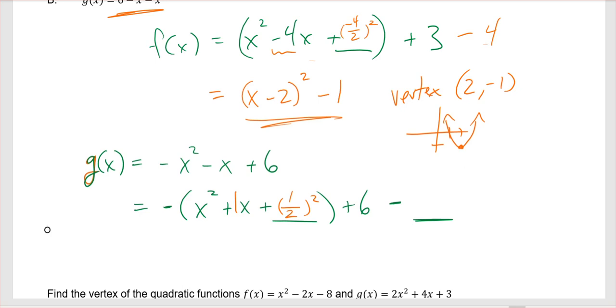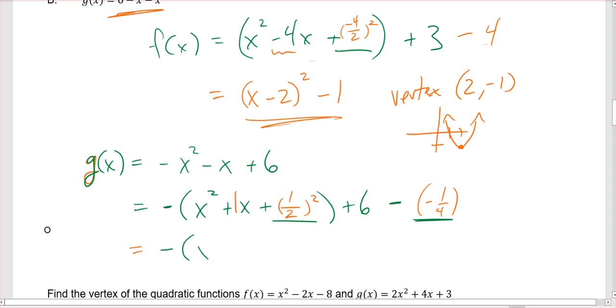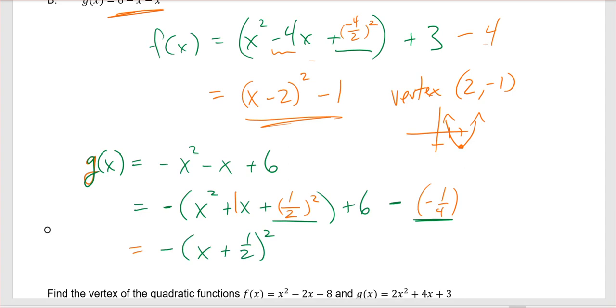So really what we added is negative 1/4. So we have to subtract negative 1/4, which is going to be adding 1/4. So at this point, we can write this as a completed square. We got a negative, and then this we're going to have x plus 1/2 quantity squared, and now 6 plus 1/4. 6 plus 1/4, what? That's 24 fourths. So we got 25 fourths. And we can say what our vertex is, negative 1/2, comma, 25 over 4.